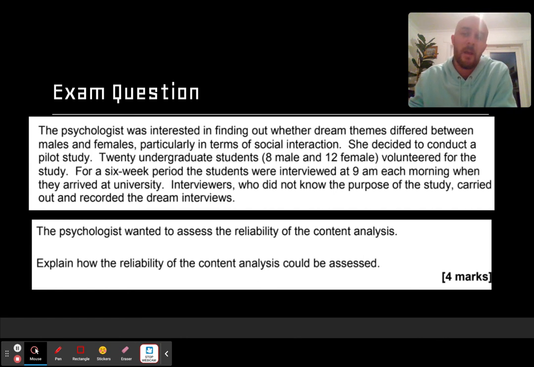So if I were to say to you, how do you improve the reliability of an observation, I would want you to be able to contextualize that, right? That's probably the most key skill, but we've covered the basics. That is it for reliability.